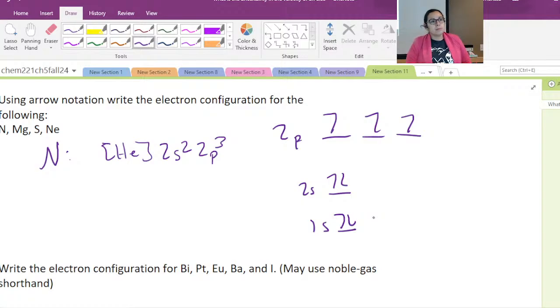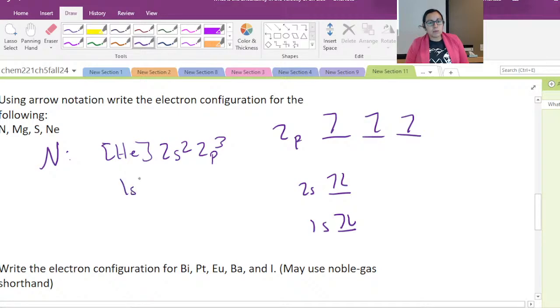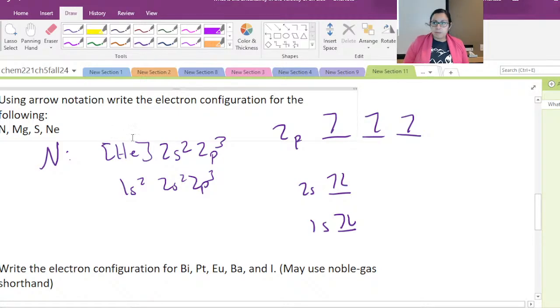Yeah. So writing it as 1s2, 2s2, and 2p3 still looks good? Yeah, so you just wrote 1s2, 2s2, 2p3, right? So writing it out is the same, because 1s2 is just helium. So either way.